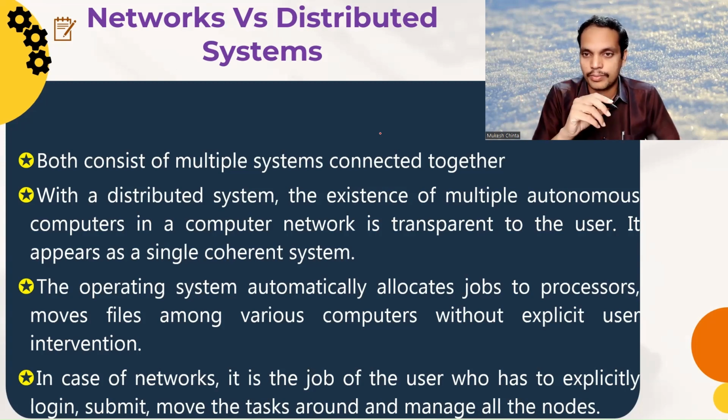In a distributed system, the operating system does the job of moving and doing everything, which is not known to the user. Whereas in computer networks, the user has to do everything. The user can see everything. How many systems are there? What are they? How are they connected? Everything is visible to the user.